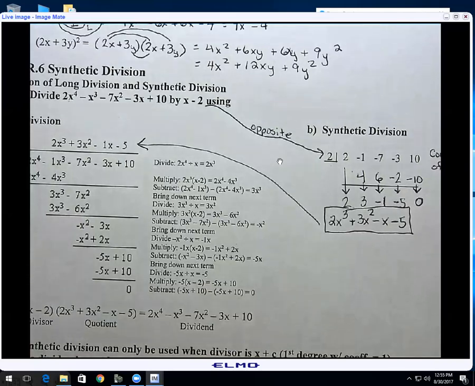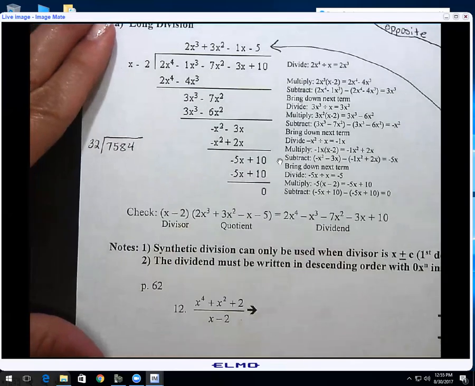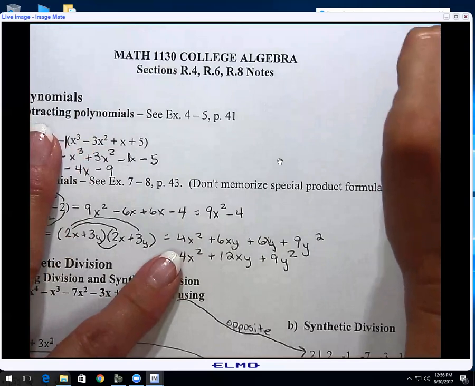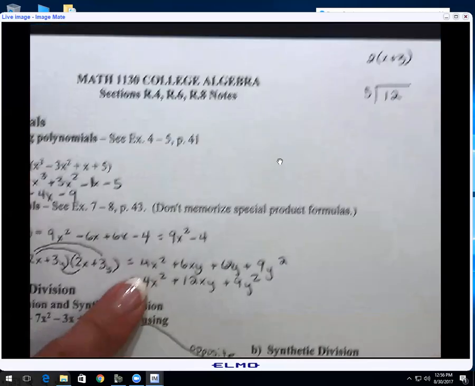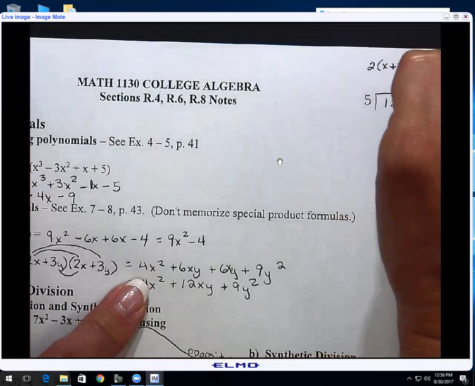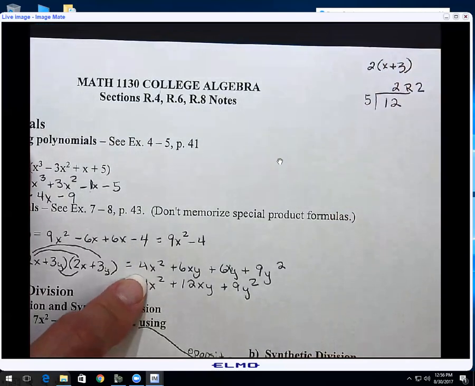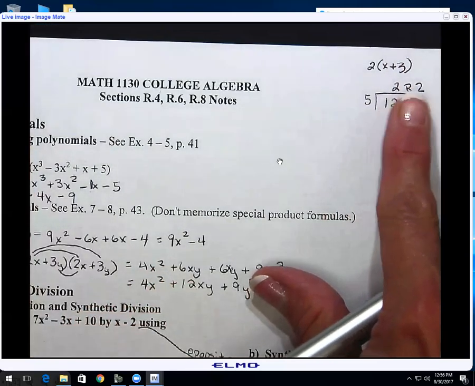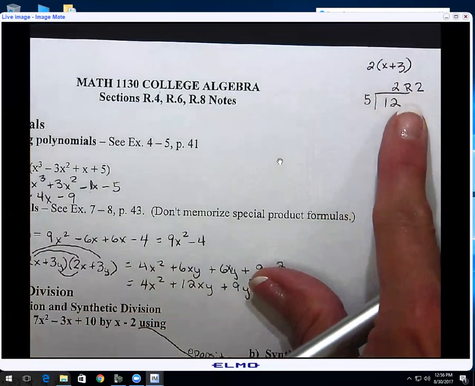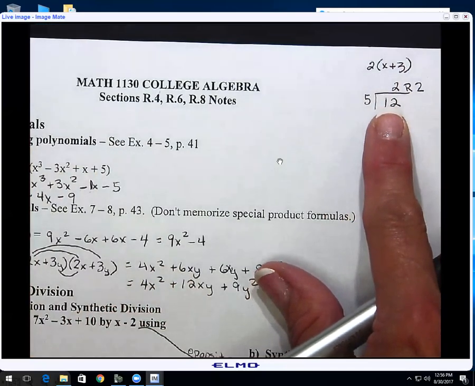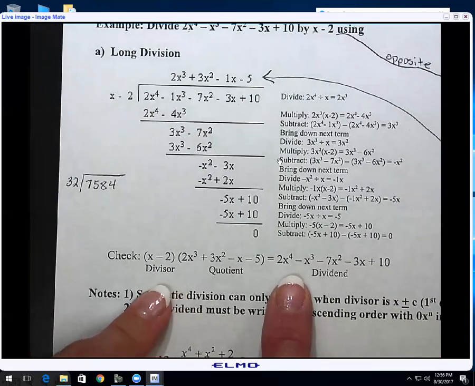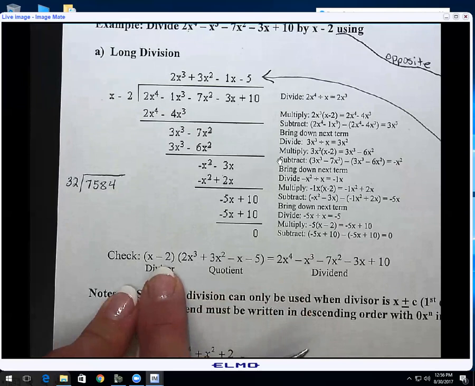All right. If we had more time, we could check our answer. Let me just show you this real quickly. If I say 5 goes into 12 2 times with a remainder of 2, how do you check that? 2 times 5 plus 2. You multiply 2 times 5, and then you add the 2, and sure enough, you get back the 12. You check the answer in algebra the same way. It's just uglier. You multiply the divisor by the answer.